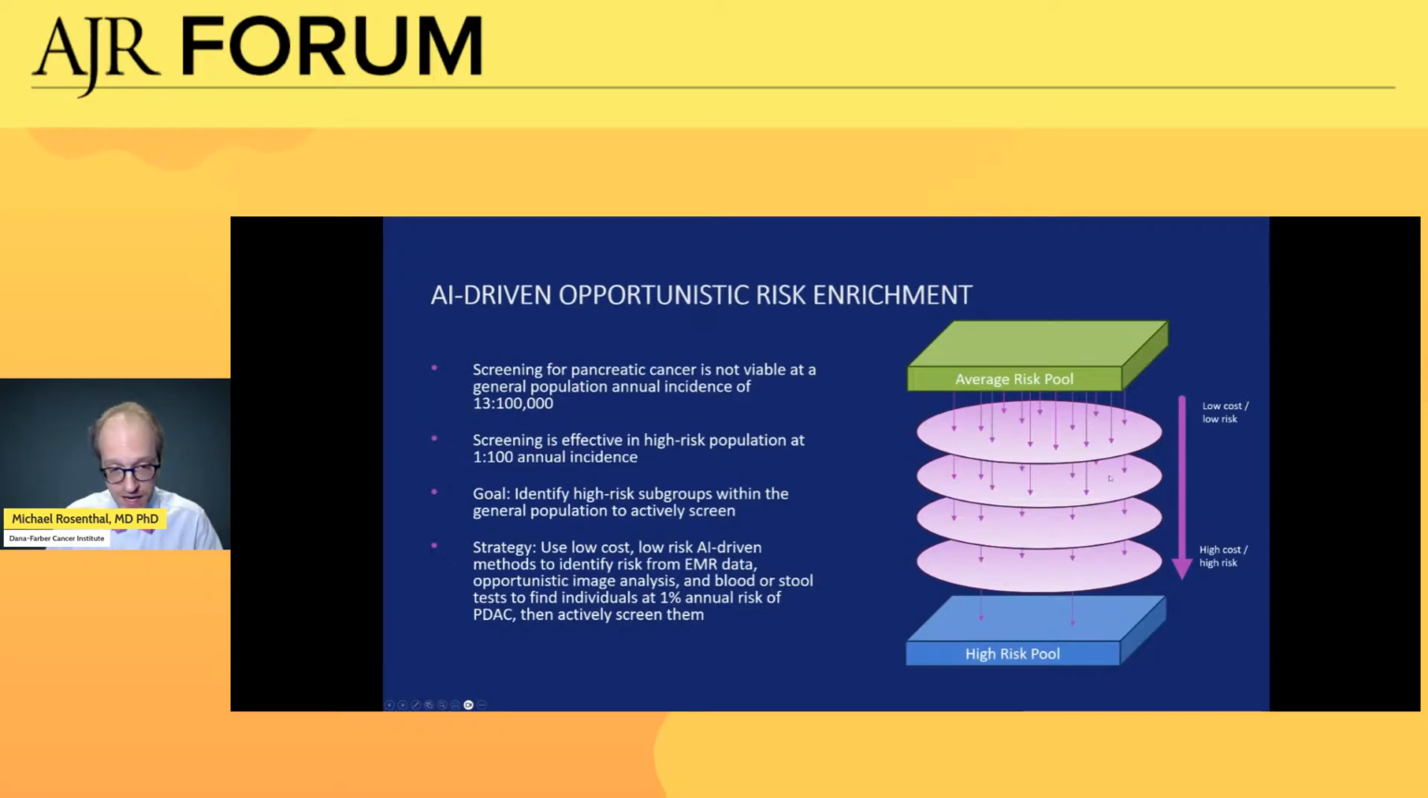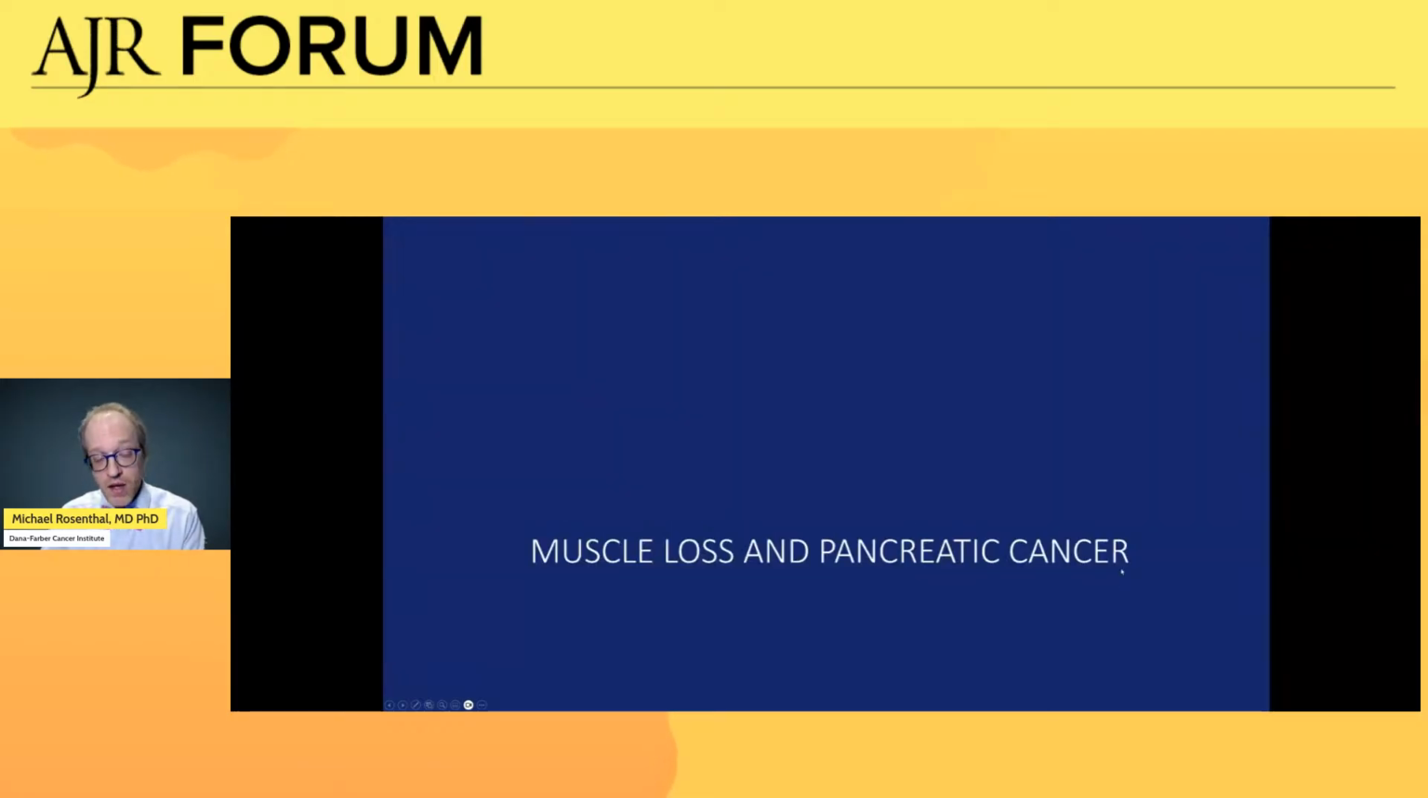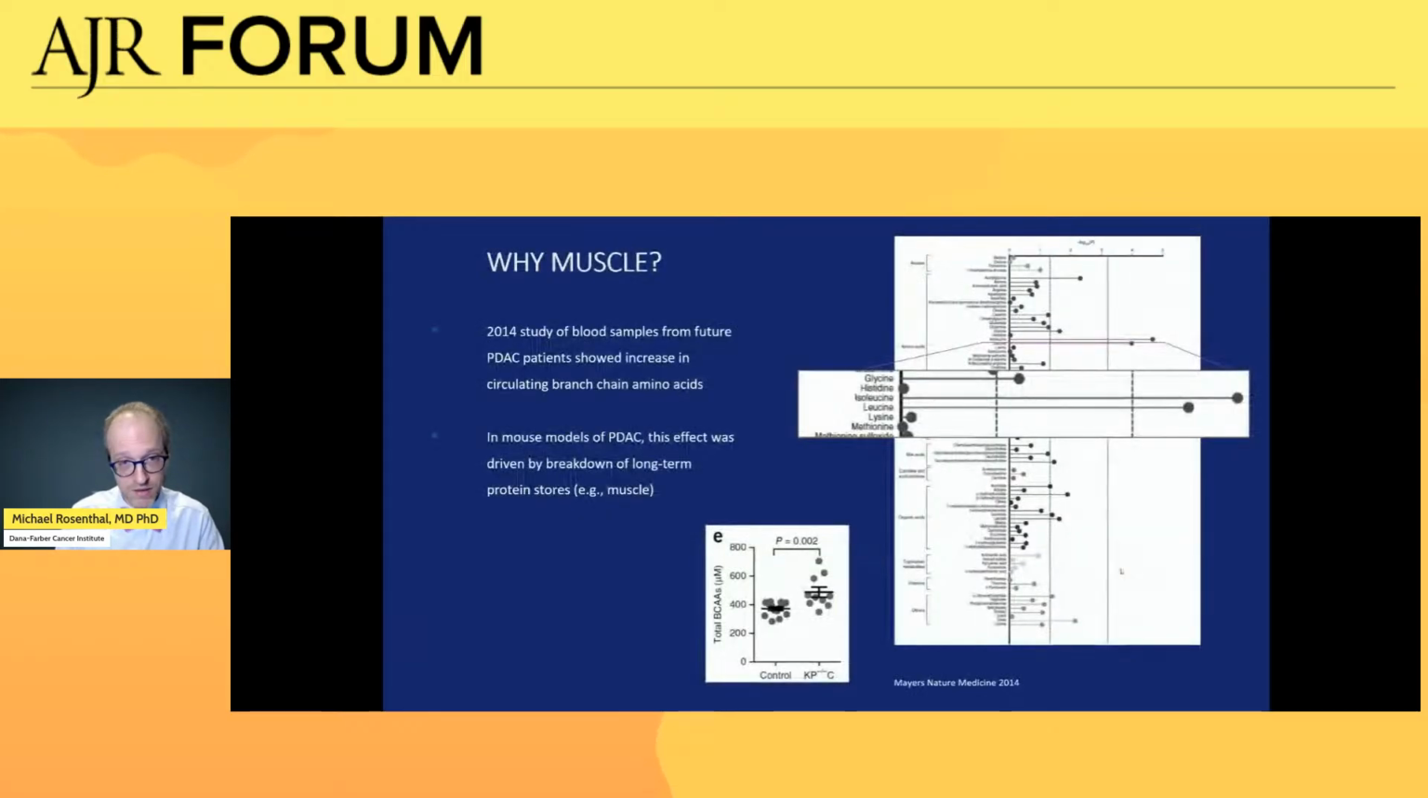And as we move down these layers of the filter, we move from really cheap tools like EMR analysis and opportunistic analysis of images that are acquired for other purposes to more intense things like blood testing, stool testing, and direct surveillance. Our goal, again, is to arrive at this high-risk pool and then actively screen them. So where do we stand in moving down these filters? Well, one of the first ones that I was involved in was related to muscle loss, and I'm going to talk a little bit about that.